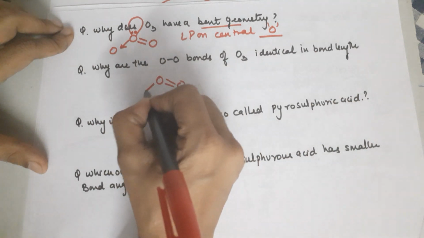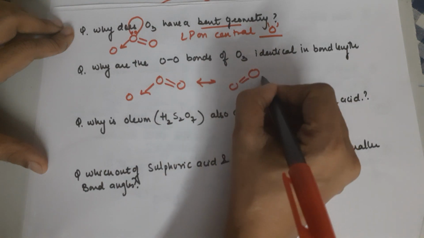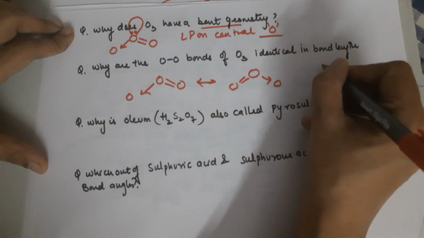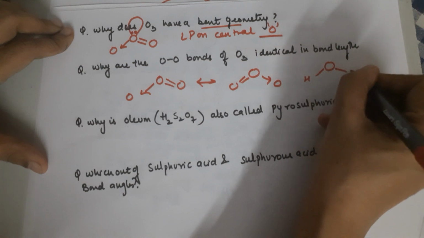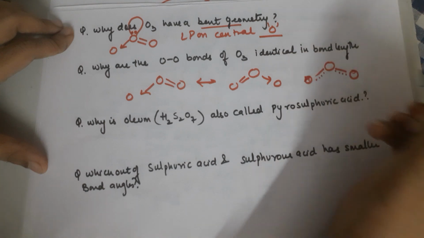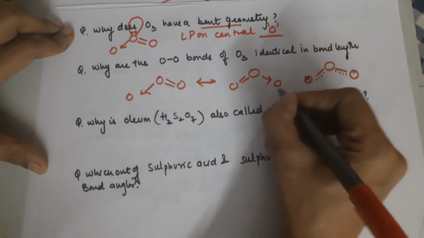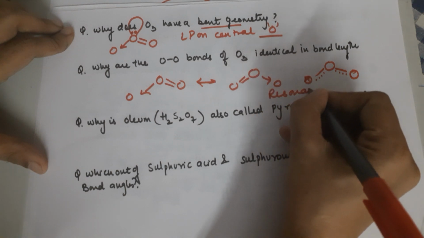Now, ozone has resonating structures of this type, and the resonance hybrid therefore is like this, which has a partial double bond character. Therefore, both these bonds have equal length due to resonance in them.